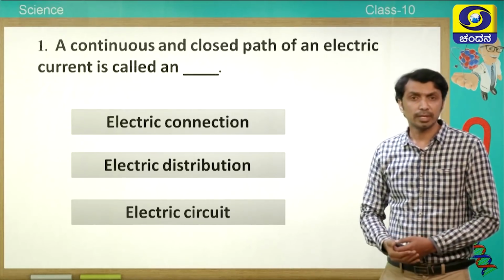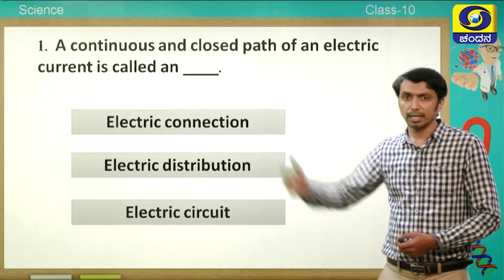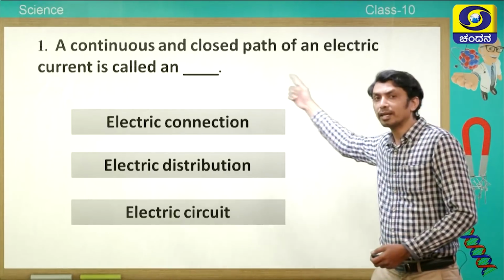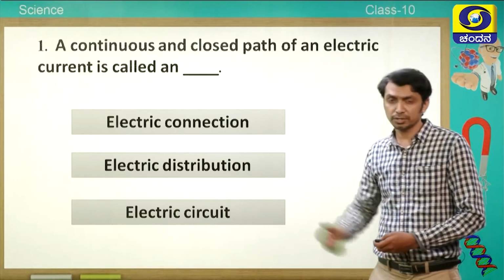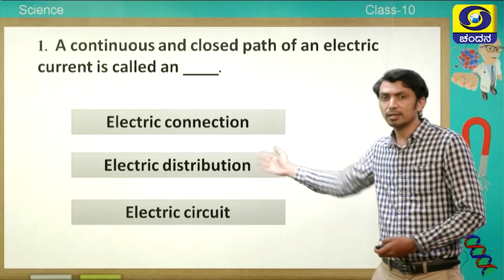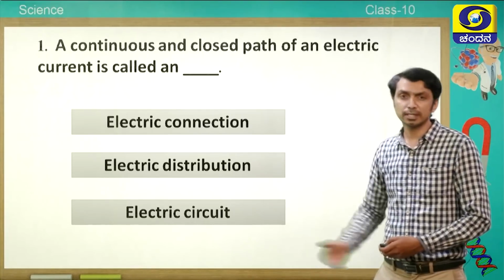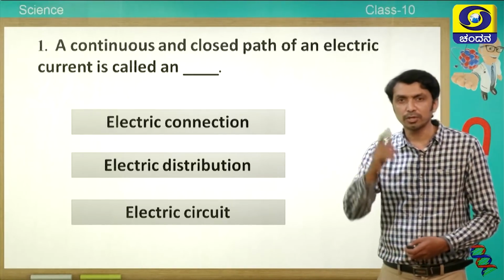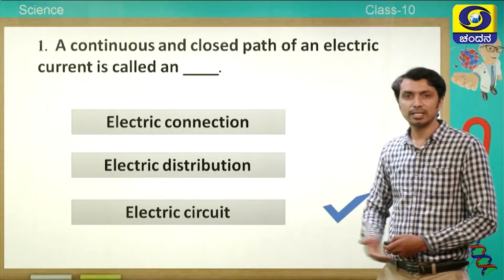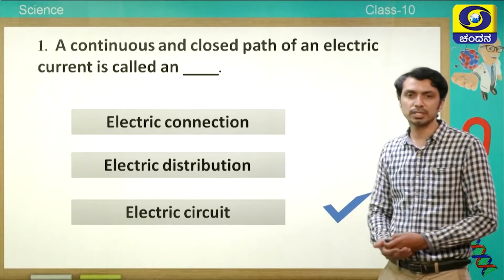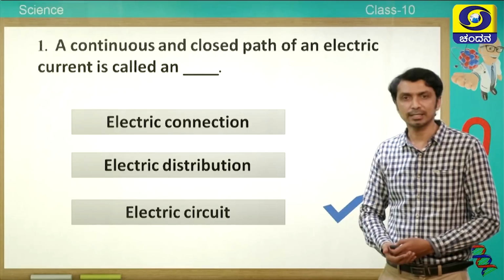Children, now let us have some questions. A continuous and closed path of an electric circuit is dash. Which is the right answer out of these three: electric connection, electric distribution, or electric circuit? Yes, I am sure you are answering it right. So it is electric circuit, which is the closed path of an electric current.